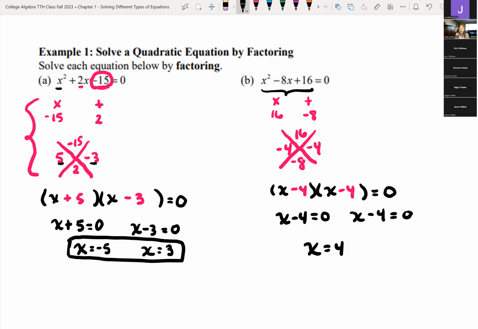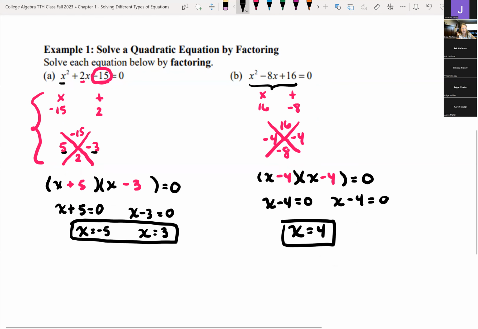And so we're going to see later on in the semester that x equals 4 occurred twice. So we would say that that has multiplicity 2. The multiplicity is going to tell us what's going on when we are looking at the graph of the function, in this case x squared minus 8x plus 16. Is it going to cross the x-axis or is it going to touch the x-axis at these x values? And so we'll look at that later on in the semester.